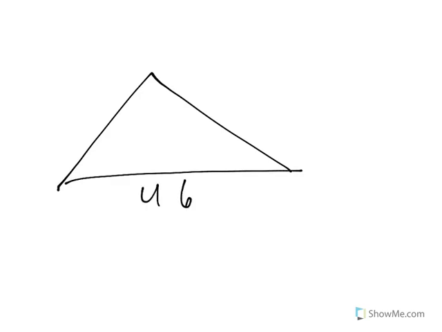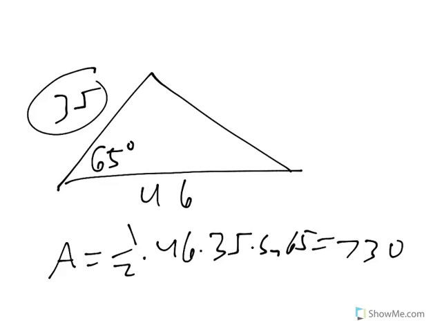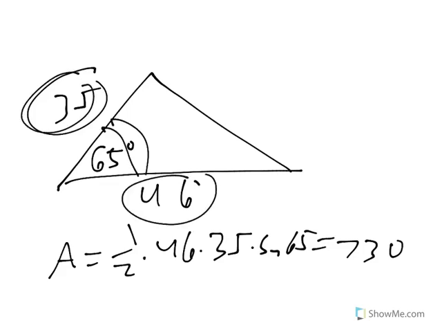We can use that formula. This would be a situation that would be appropriate for it. Area equals 1/2 times 46 times 35 times sine 65, which is 730. So that's the side-angle-side case. If you have two sides, it must be the angle that's in between for that formula to work.